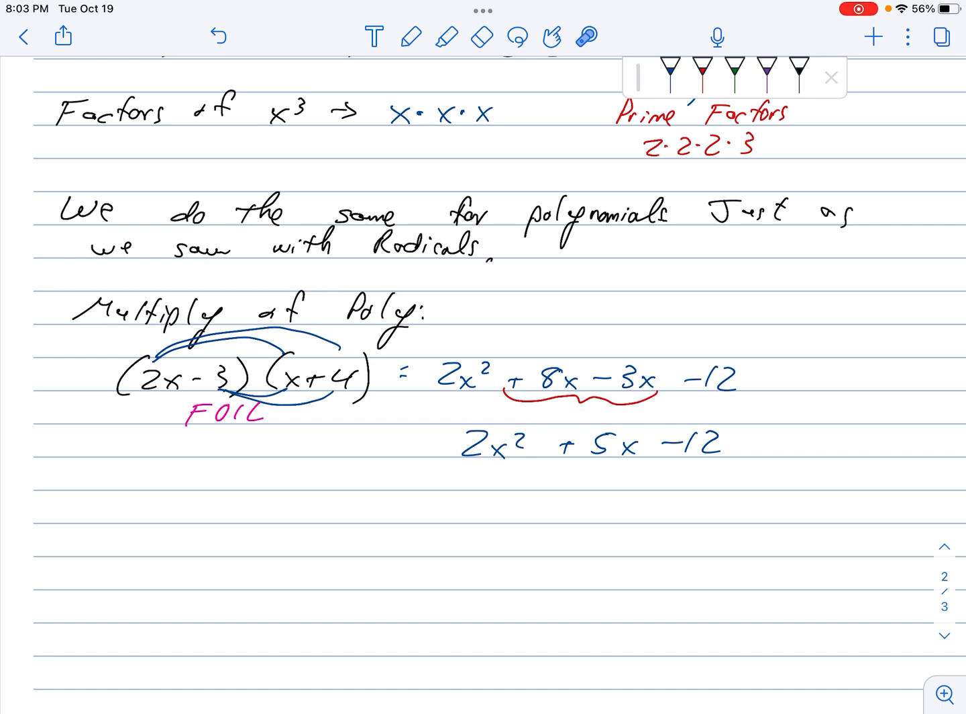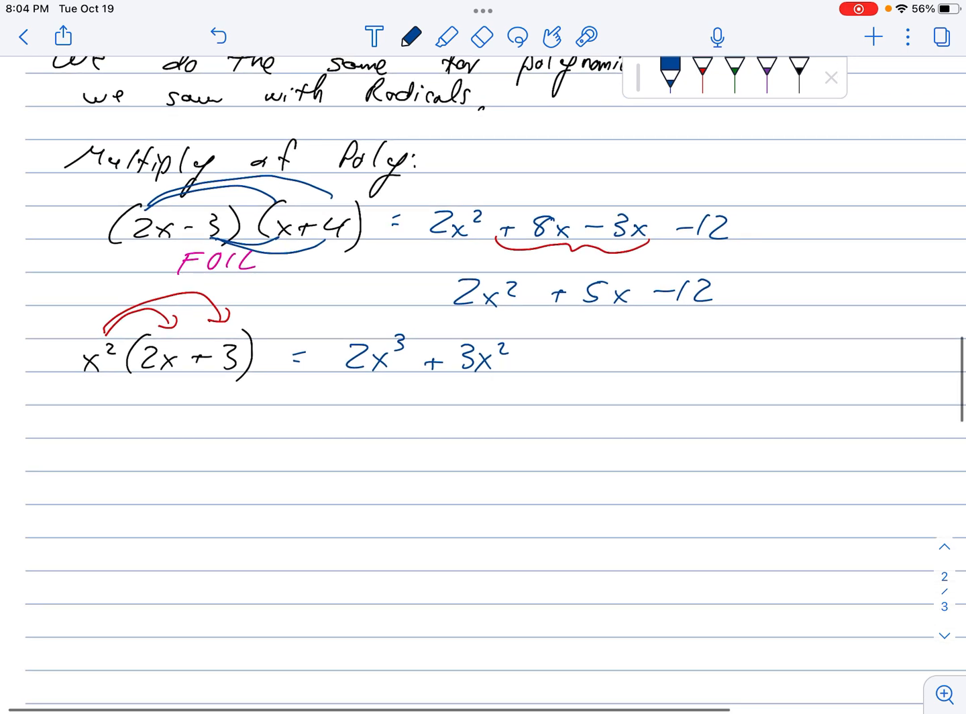So that's polynomial multiplication. Even if I had something as simple as x squared times 2x plus 3, I would essentially FOIL, but really it's just distributing. 2 times x to the first times x squared, and then 3 times x squared, just as we saw with radicals. A 3 can't go into the x. There's my answer there. Nice simple problems here so far.